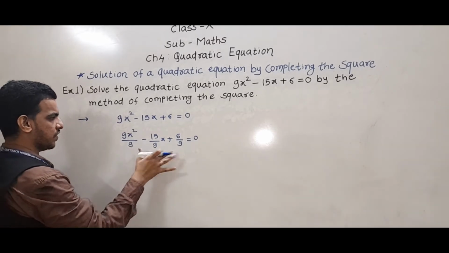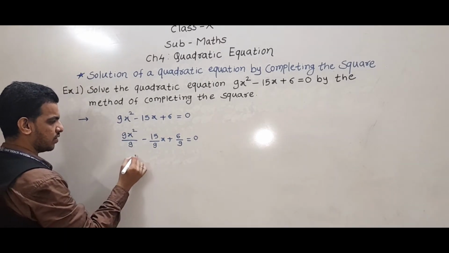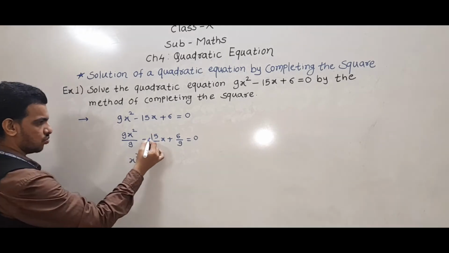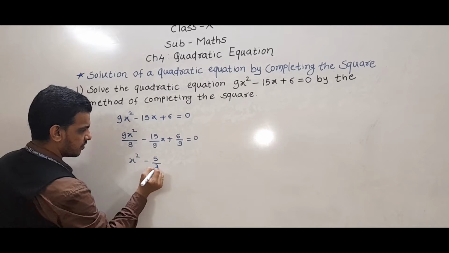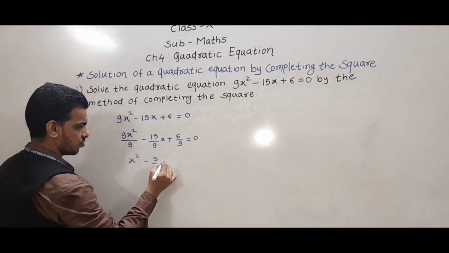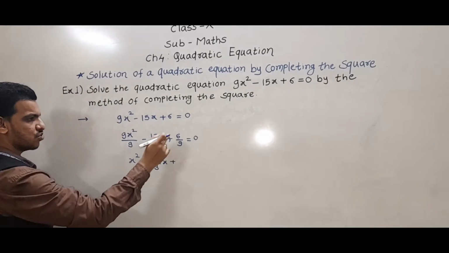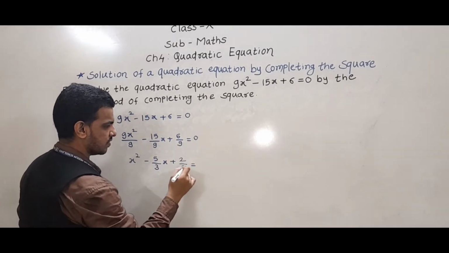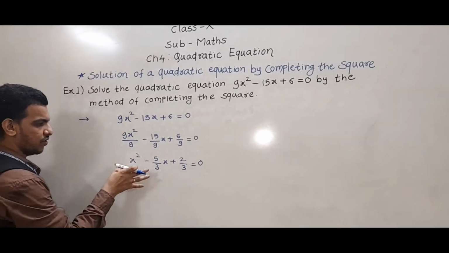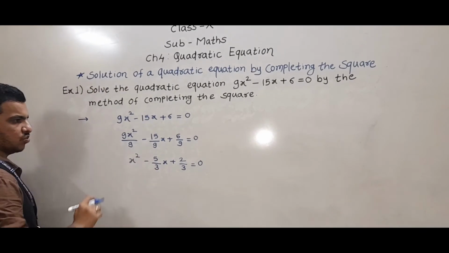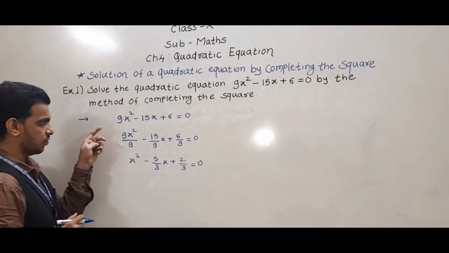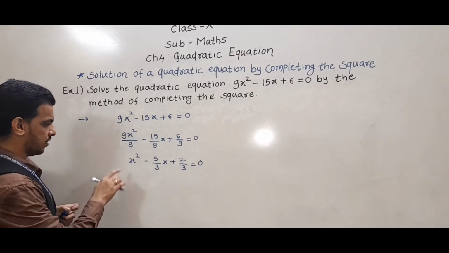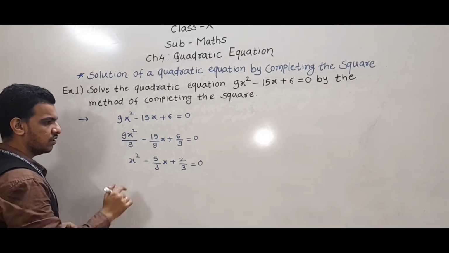Now we have to simplify this. So x square minus 15 by 9 we can simplify, so it is 5 by 3, since 3 fives are 15, 3 threes are 9. So 5 by 3 into x. This also we can simplify: it is 2 by 3, since 3 twos are 6, 3 threes are 9. So now we get this quadratic equation. What is the first step? We have to make the coefficient of x square unity. Now the coefficient of x square is 1.